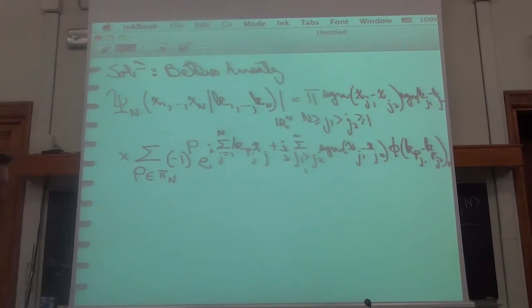By the way, the energy of such a wave function, trivially, E_n is just the summation. Okay, and the momentum of this is just the summation of the k_j. Okay, so yeah, maybe just a little comment.